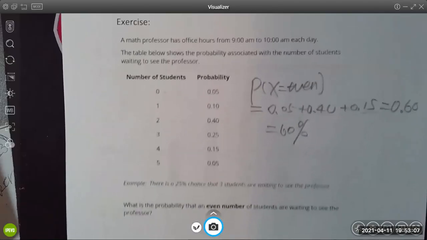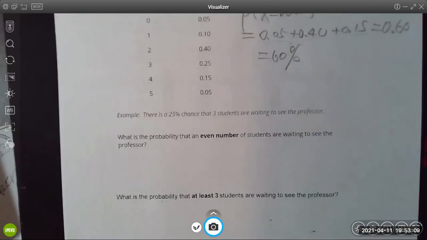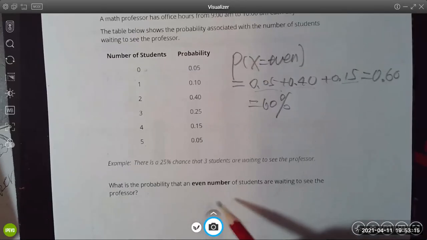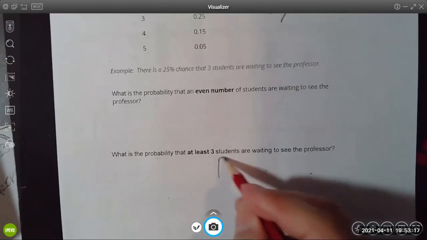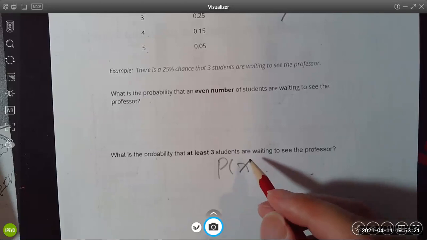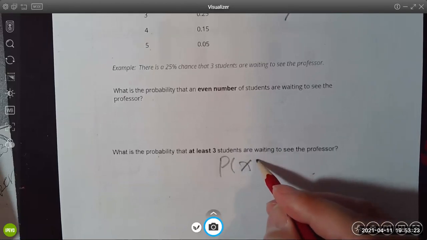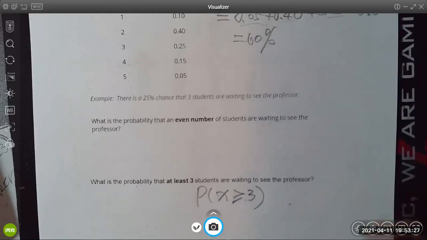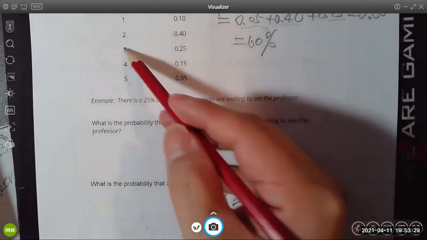Now, the second one: what is the probability that at least 3 students are waiting? At least 3. That means a minimum number of 3, cannot be less than 3. That means starting from 3, 4, 5. So for the second one here, we do at least 3. This is how we represent that. At least 3 means no less than 3. That means it could be bigger than 3, could be equal to 3. So how many? 3, 4, 5, right?